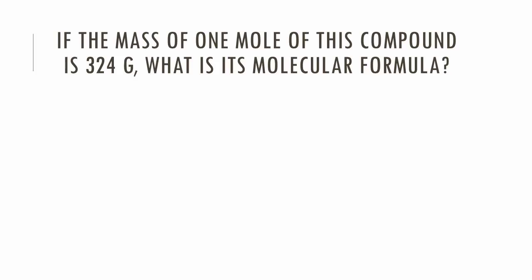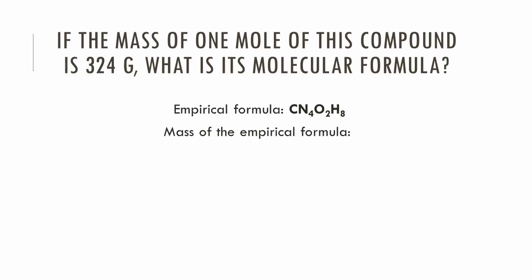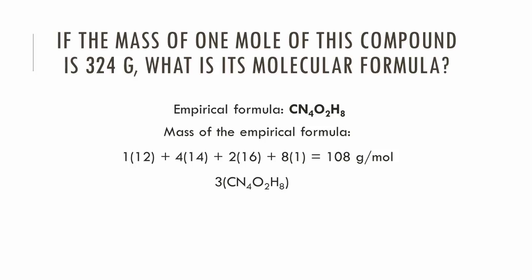To find the molecular formula from the empirical formula, we need to first find the mass of the compound formed by the empirical formula. We add the molar mass of each of the elements that make up the CN4O2H8, which gives a total of 108 grams per mole. We know that the compound of 324 grams per mole will have the same ratios between elements as the empirical formula. Because 324 grams per mole is triple 108 grams per mole, we multiply our empirical formula by 3, which gives us a compound with a mass of 324 grams per mole and a molecular formula of C3N12O6H24.